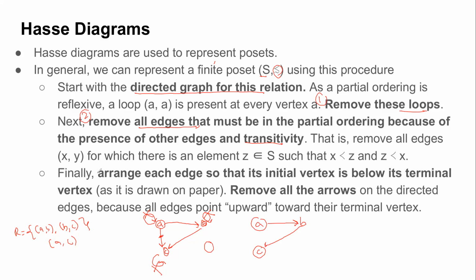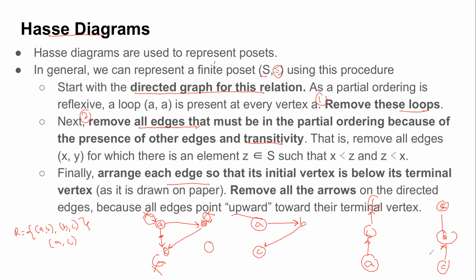The third step is to arrange all edges in such a form that the initial vertex is below its terminal vertex. That is, you have A, B, and C. Whichever is the starting vertex should be at the lowest level, and your arrow should always be upward. In general Hasse diagrams, you remove the arrows, because it is understood that the arrows are always upwards, so there is no need to write the direction of the arrow.